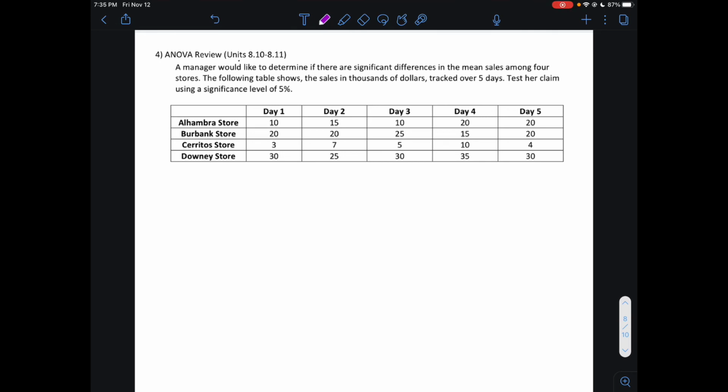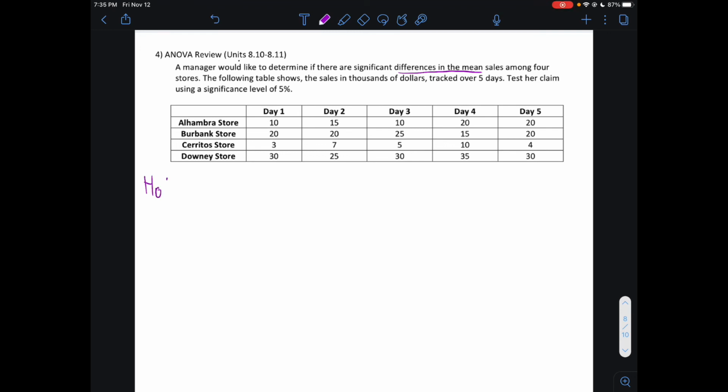A manager would like to determine if there are significant differences in the mean sales among 4 stores. The following table shows the sales in thousands of dollars tracked over 5 days. Test your claim using a significance level of 5%. The way that we know that this is Anova is because we aren't looking at proportions. We are looking at differences in the mean sales. So that then tells us how to write our hypotheses.